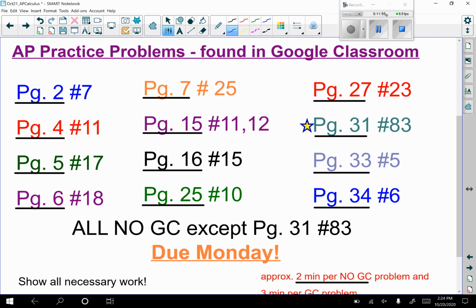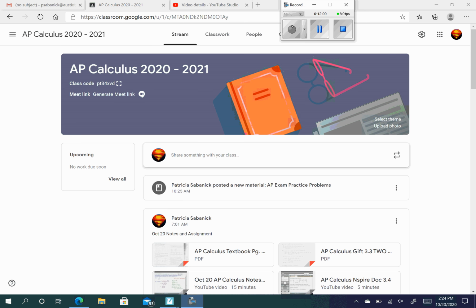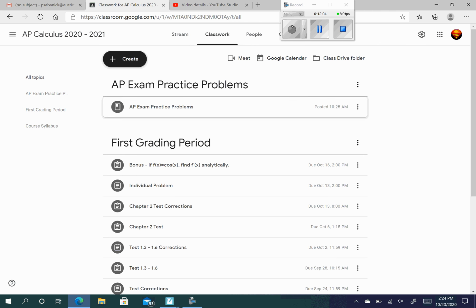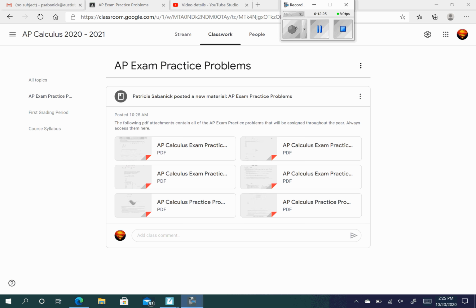So I'm going to go ahead and take it to Google Classroom just to show you where this can be found. All right, so once you guys are in Classroom, just go to classwork. I started a new topic now because this is going to be with us for all year. So it's going to stay at the top. So if you click on the AP practice problems, okay, finally got it to come up. And then just hovering over each one, you're going to see the pages right here.